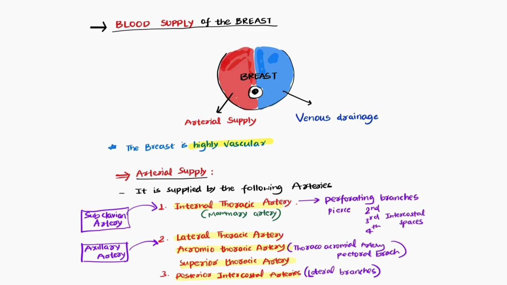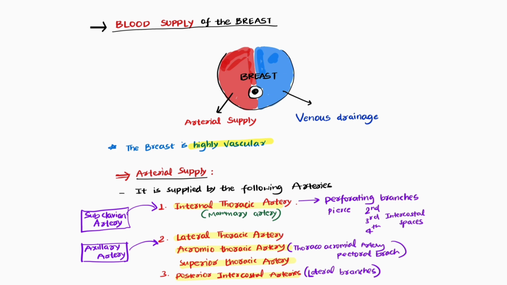The second one is the lateral thoracic artery. It is a branch of the axillary artery. Next is the acromiothoracic artery, also called the thoracoacromial artery of the pectoral branch. This is also a branch of the axillary artery. And next comes the superior thoracic artery. Same, it is also an axillary artery branch.